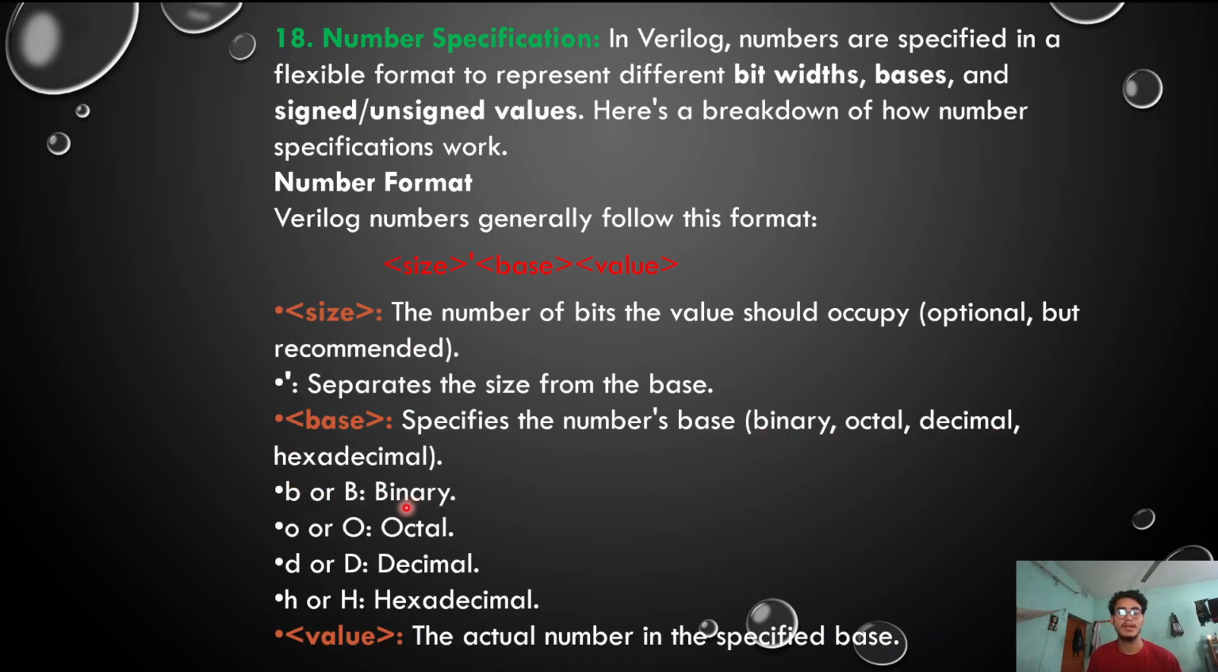For binary, we have to write small b or capital B. Similarly, for octal, small o or capital O. For decimal, small d or capital D. For hexadecimal, small h or capital H. Value is the actual number in the specified base.